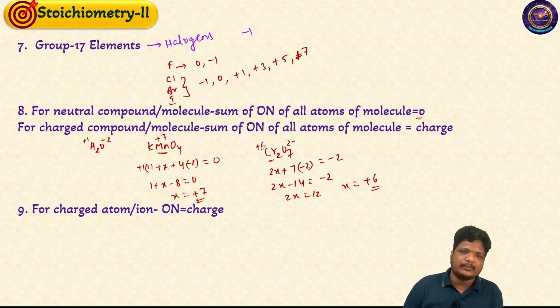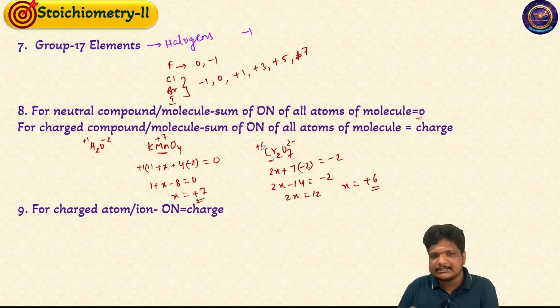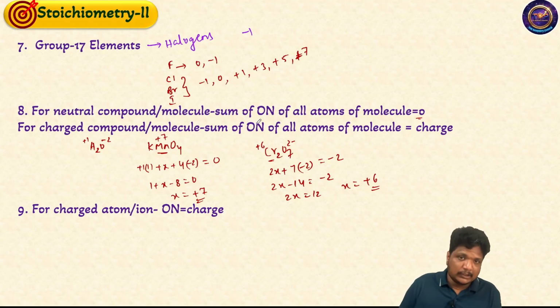In this way you can calculate the oxidation state of any atom present in a molecule, based on this rule. In the case of a neutral molecule or compound, the sum of the oxidation numbers of all atoms of the molecule is equal to 0. For a charged compound or molecule, the sum of the oxidation numbers of all atoms is equal to the charge.